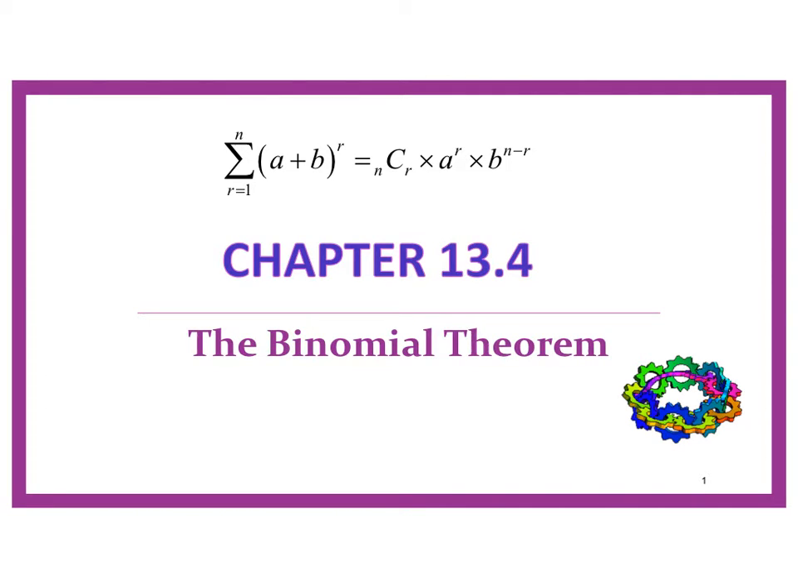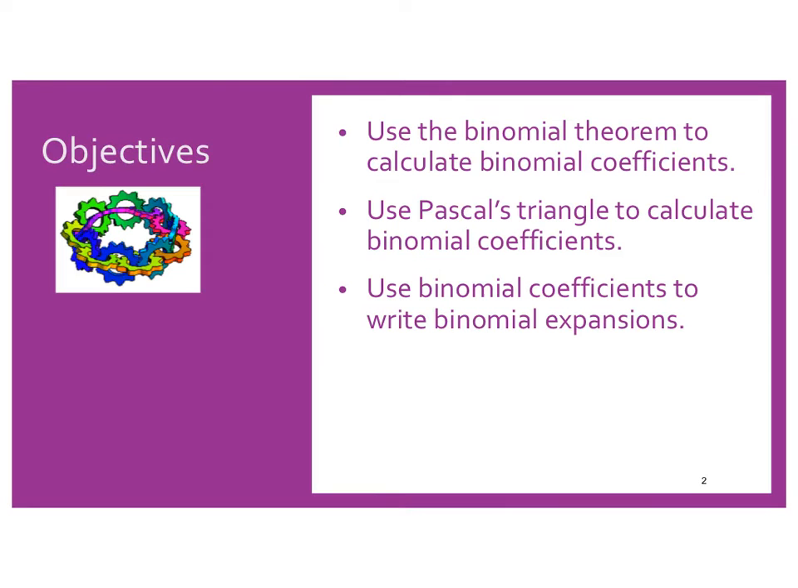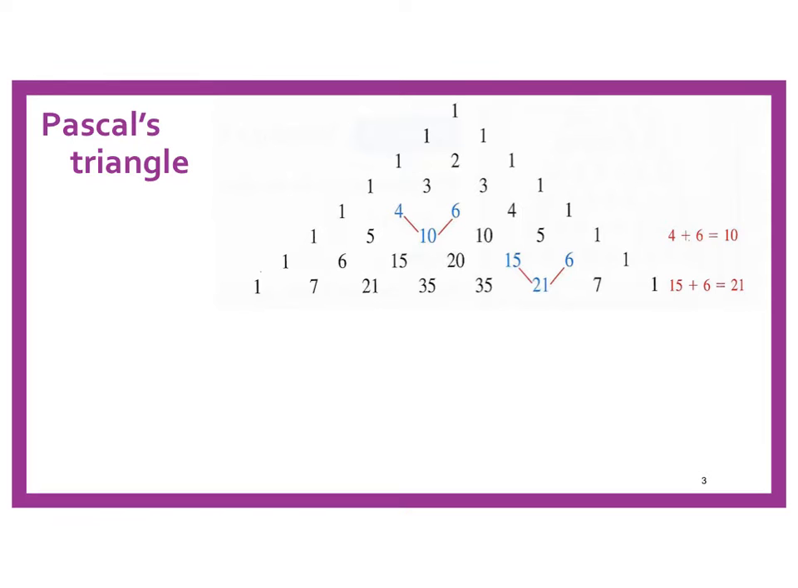Okay, welcome to Chapter 13, our fourth lesson, the binomial theorem. This does have to do with our probability, but it also has a lot to do with a lot of other math type stuff, as you'll see. We're going to use the binomial theorem to calculate binomial coefficients. We're going to use Pascal's triangle to calculate binomial coefficients, and we're going to use binomial coefficients to write binomial expansions.